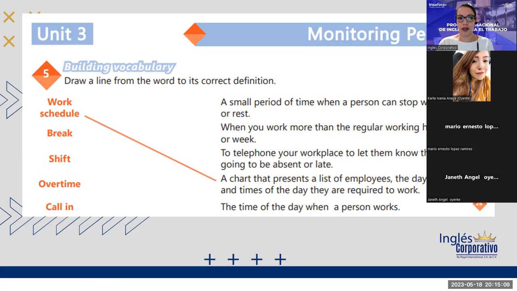We have work schedule, break, shift, overtime, call in. The first one is already done for us as an example. A work schedule is a chart that presents a list of employees, the days of the week and times of the day they are required to work. Then we have to match a break, shift, overtime, and call in. I'll give you time to read the definitions and match them with the words.